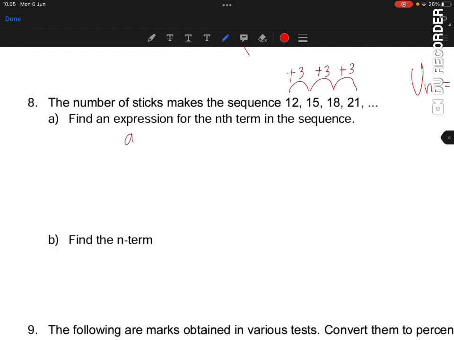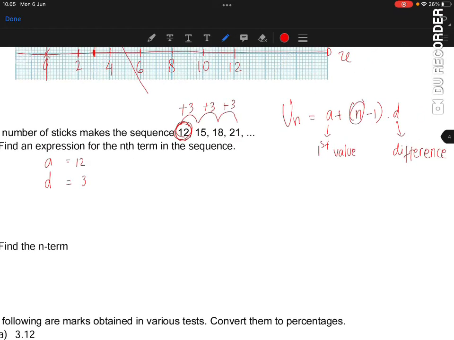A here, the first value, is 12, and then d here is 3. So a equals 12, d equals 3. If you want to find the expression for the nth term, miss, what does n mean? The n is the term that you want to find, which in this question you just leave as n. Okay, so un equals a plus n minus 1 times d.